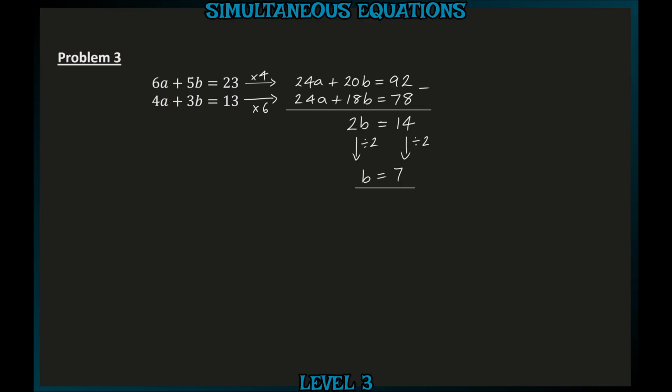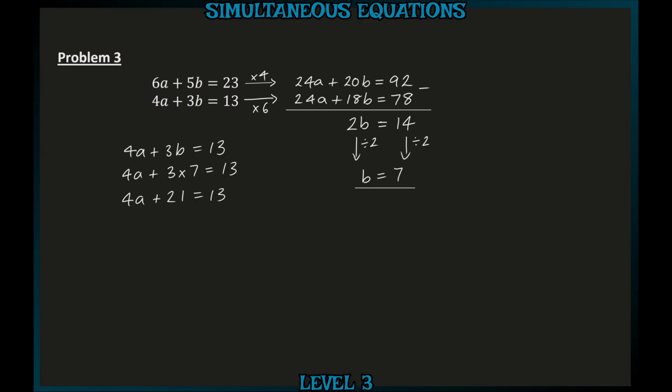To now find the value of a, we want to take this value of b and substitute it into one of the original two equations. And again, these look very similar to each other, but I'm going to choose the second one because the numbers are a little bit smaller. So 4a plus 3b equals 13 becomes 4a plus 3 times 7, since b is 7, and that's equal to 13. Now 3 times 7 is 21, so we have 4a plus 21 is equal to 13, and we can now solve this equation to find a.